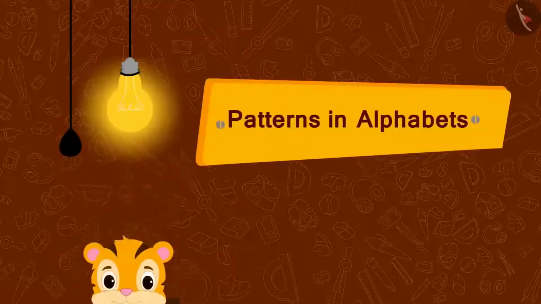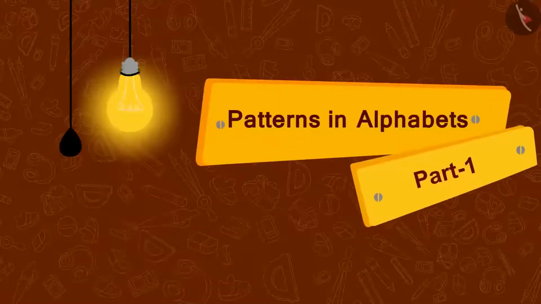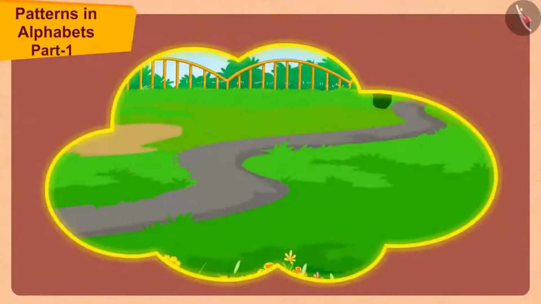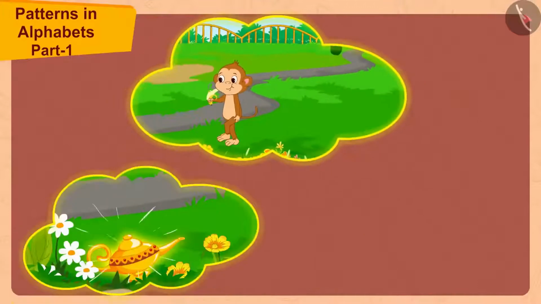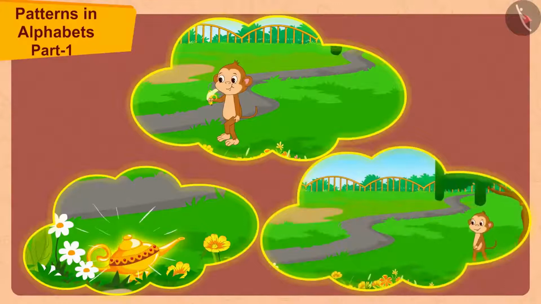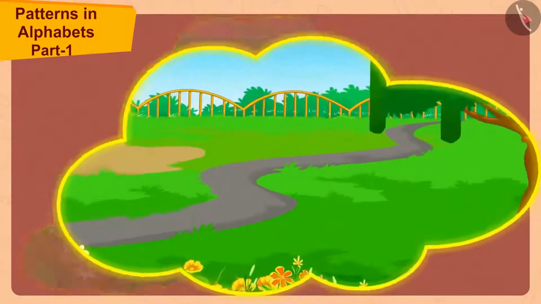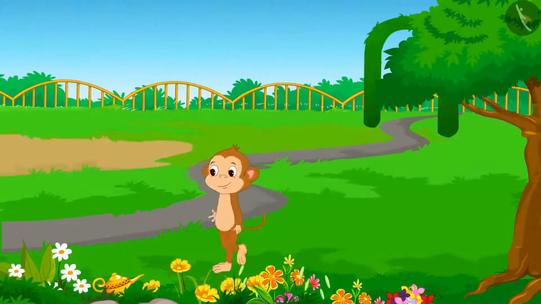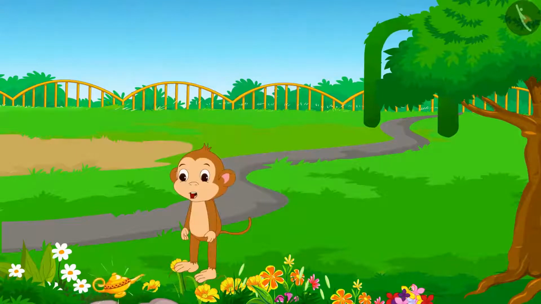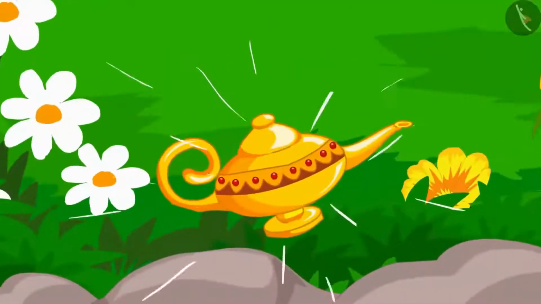In this video we will learn about patterns in alphabets. Children, do you remember how Babban found a lamp while roaming in the park one day? From that day till today, Babban must have made at least one round of the park daily. Even today he has come to the park in search of the lamp. And what? Today Babban finally saw the lamp once again.